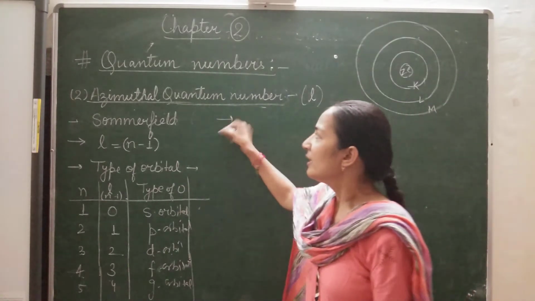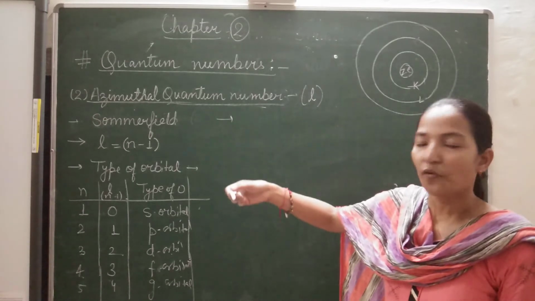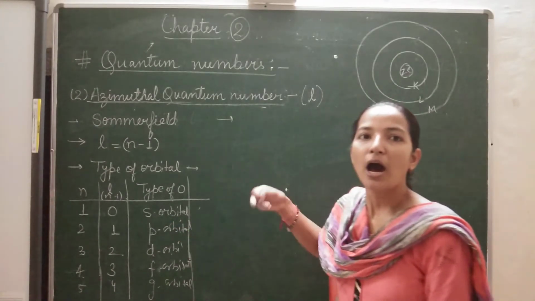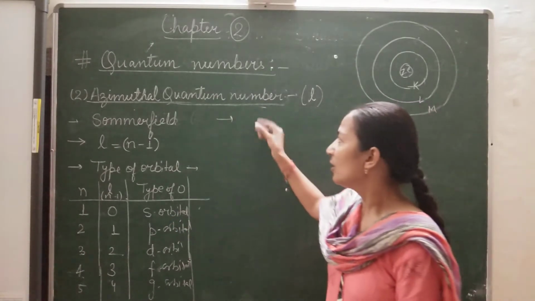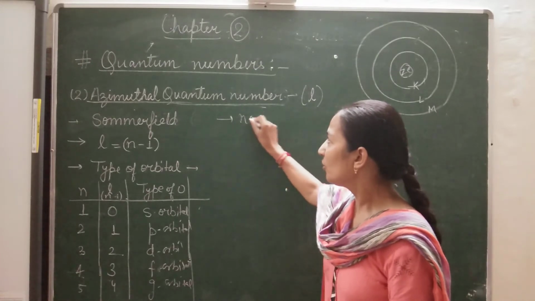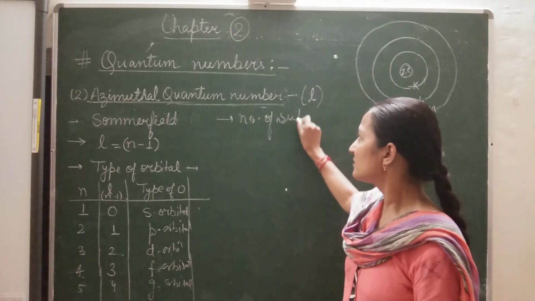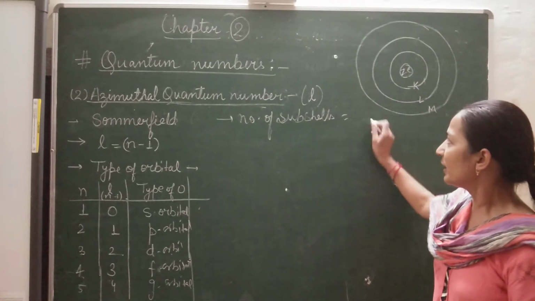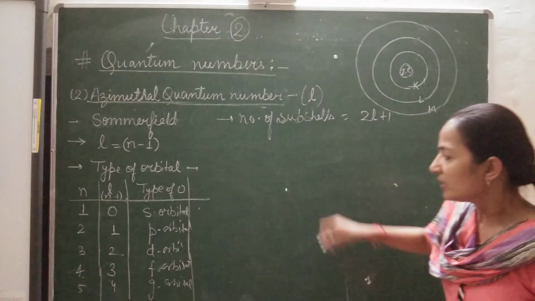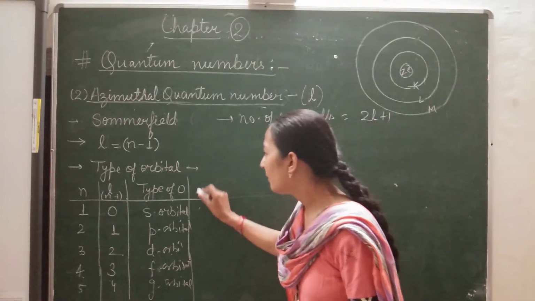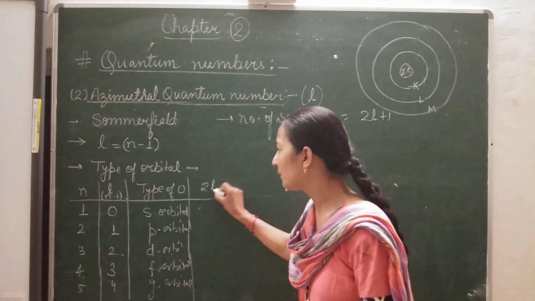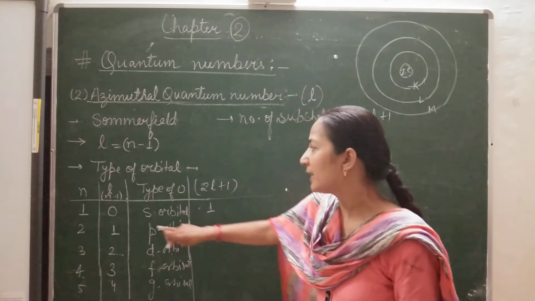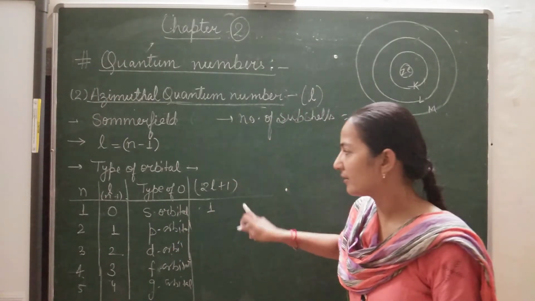Next, this quantum number also gives us information about the number of subshells present in an orbital. How many subshells are present in an orbital? This is given by the formula 2L plus 1. So let's calculate the number of subshells, that is 2L plus 1. For L equals 0, the value is 1. That is, in the s orbital one subshell is there, that is s.